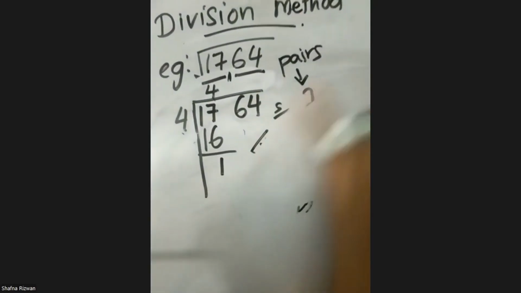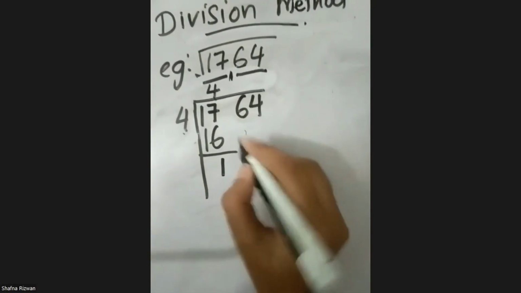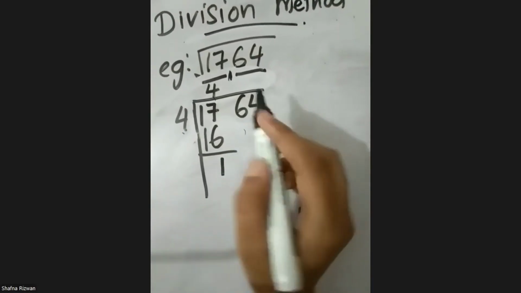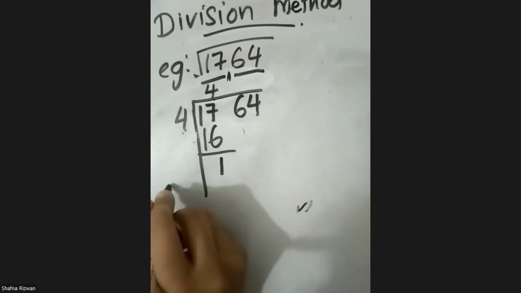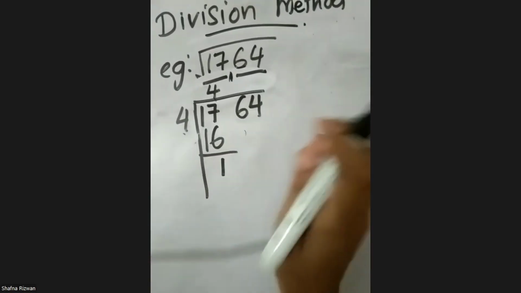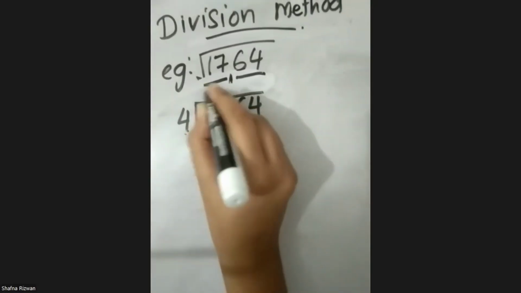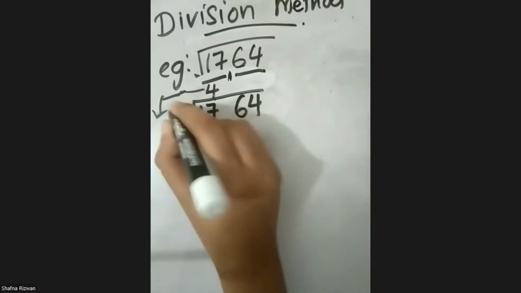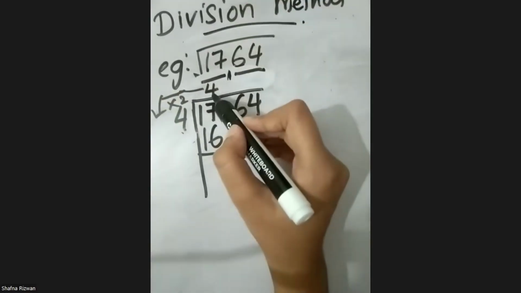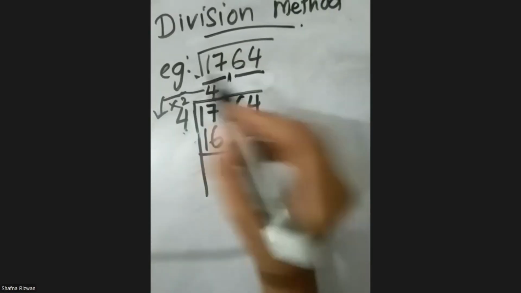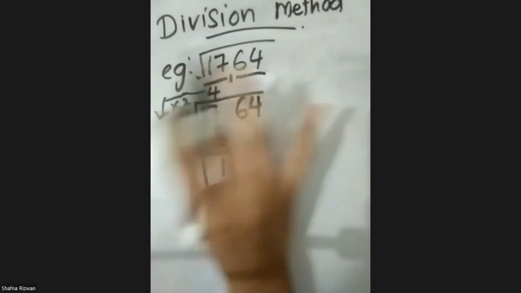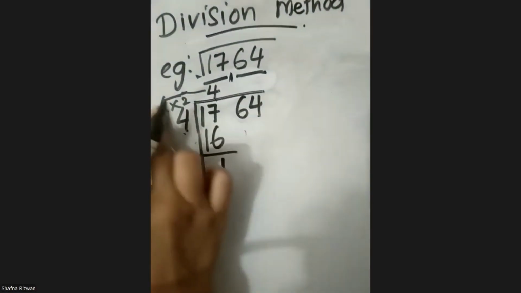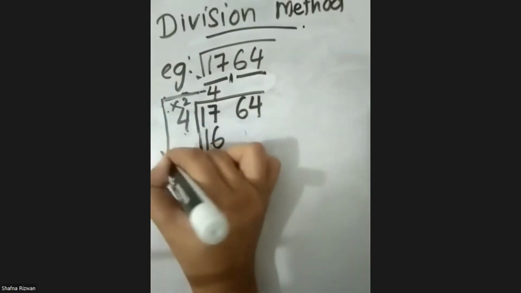After you get 1, remember that here in this place you have to get a digit. How can you get it? You have to take this 4 which is on the top and multiply it by 2. Whatever number you get on top, multiply it by 2. So 4 multiplied by 2 is how much? That is 8. So you will write that 8 here.